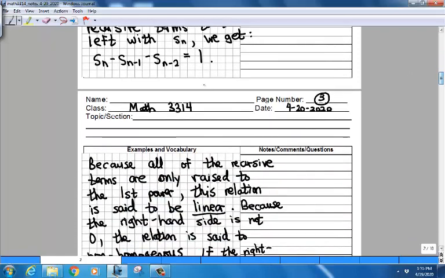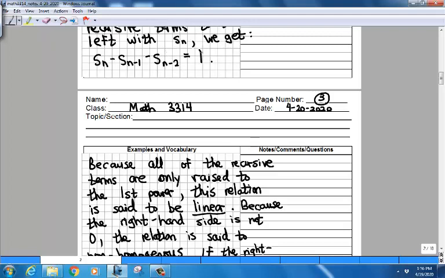So look, in this equation, all the recursive terms are only raised to the first power. You don't have S sub n squared, or S sub n minus 1 squared, or S sub n minus 2 raised to the third power, for instance. All these recursive terms are just raised to the first power. If that's the case, then the recurrence relation is said to be linear. So this is a linear recurrence relation. All the recursive terms are only raised to the first power.